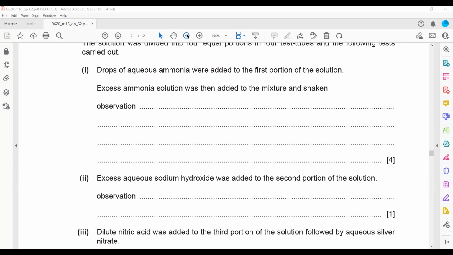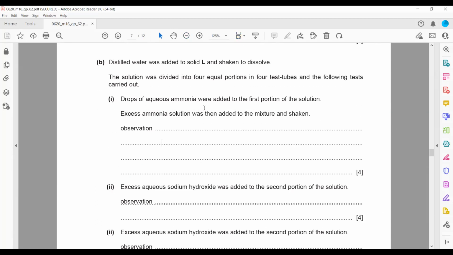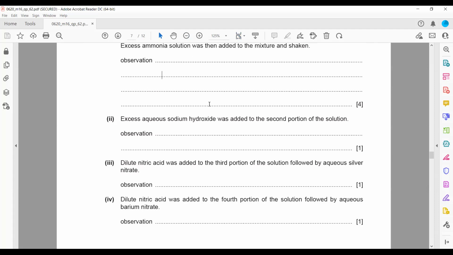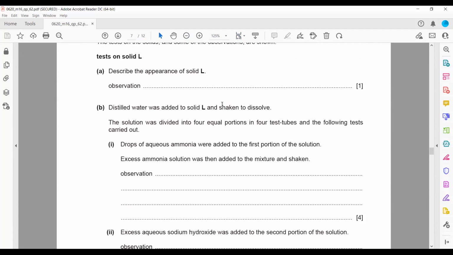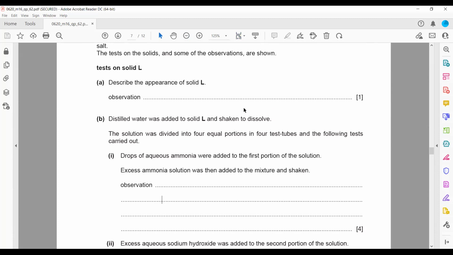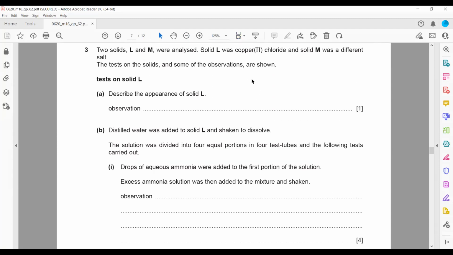I will just quickly go through what we have discussed, because there is another part related to the question, but as you are solving this question for the first time, it's better that I just do the first part today. There are two solids, L and M, and solid L is copper chloride. If it is a transition element, it should be a colored compound. So what is the appearance? Copper salts are blue or green in color. Some are yellow, but blue and green are the common colors. So, a blue solid.